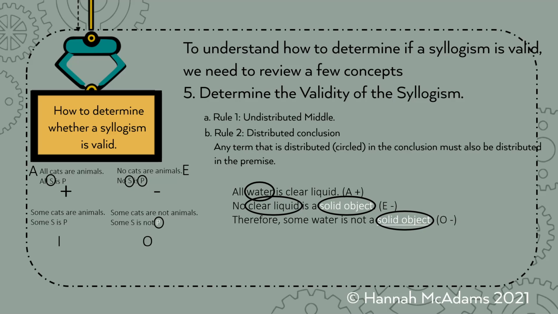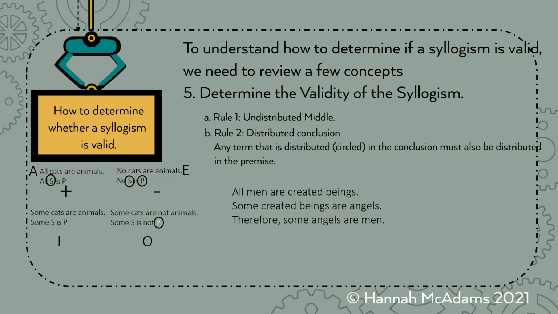Now let's look at this one. All men are created beings. Some created beings are angels. Therefore, some angels are men. Are you not going to use the dots for therefore? I just wrote it out. I could do dots, but that's hard to do on a computer. You can make a little triangle with 3 dots, and that means therefore.